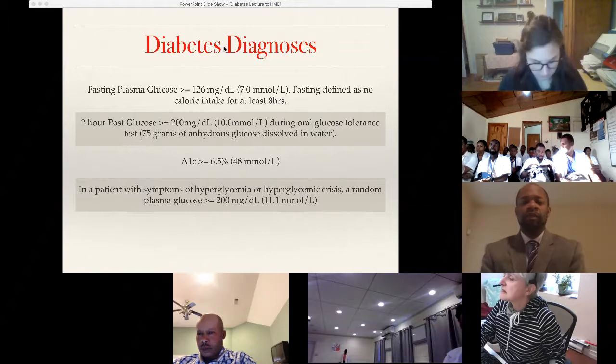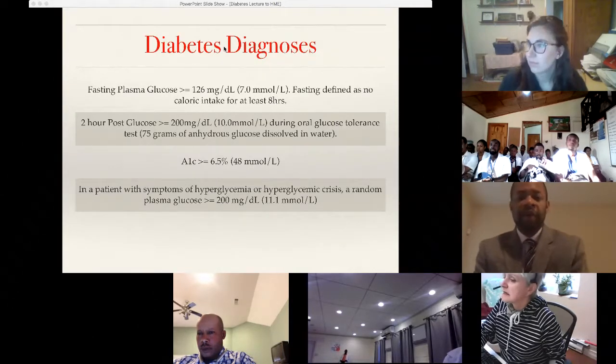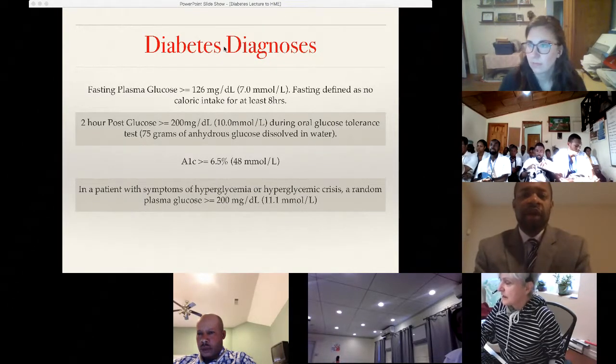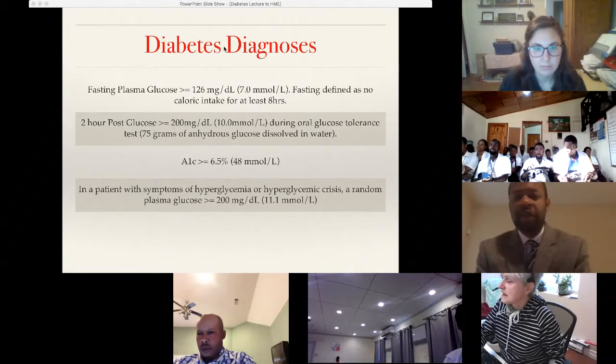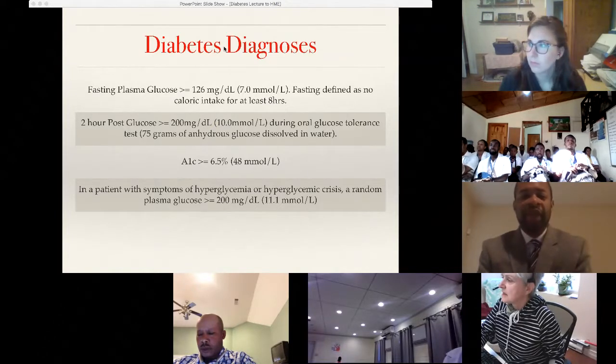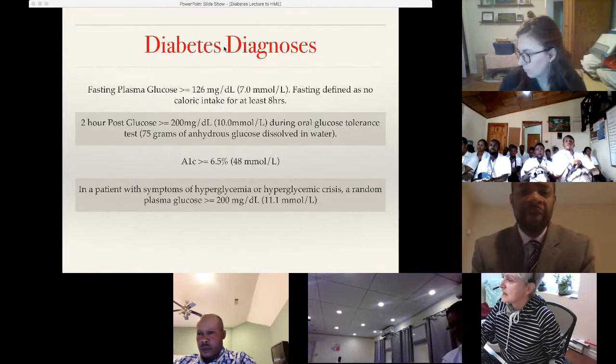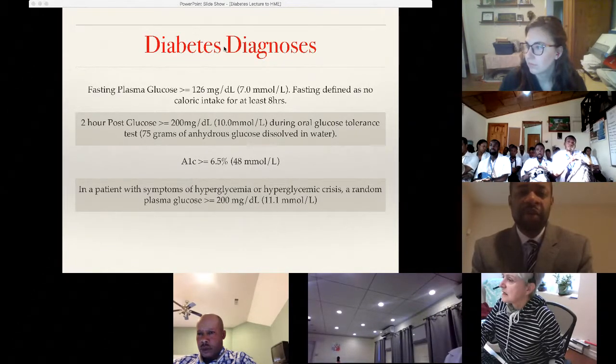The second way to diagnose it is you have someone take a glucose load, which is basically a sugary drink, and have them test their blood sugar after that. If it's greater than 200 milligrams per deciliter or 10 millimoles per liter, that is also considered diabetes.